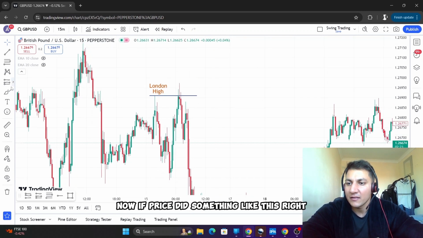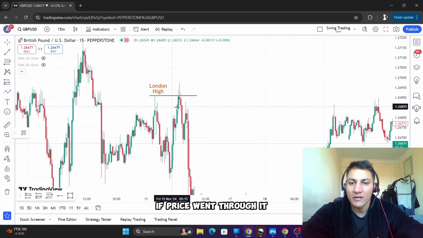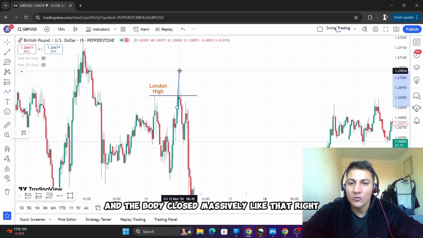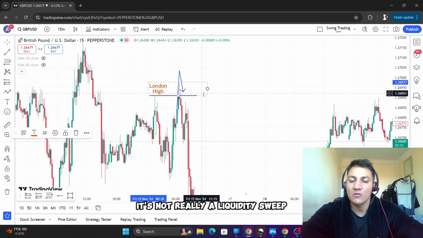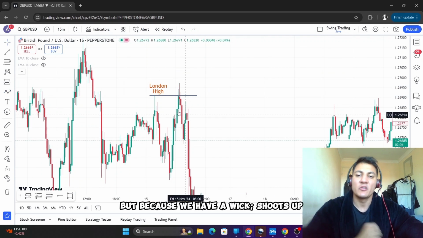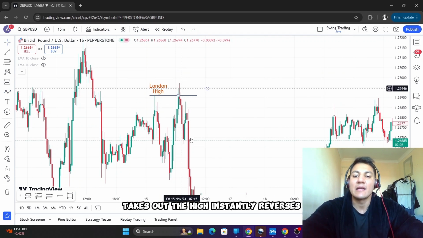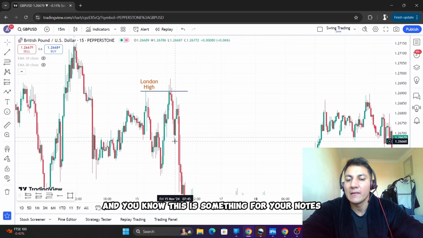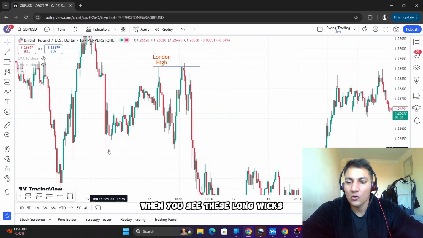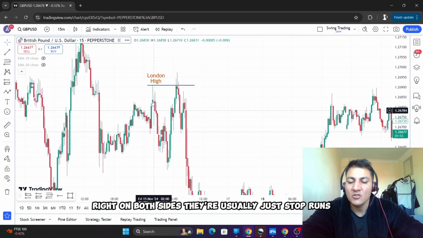Now, if price did something like this, went through it and the body closed massively like that, and then started to come down, that's not really a liquidity sweep, because it's very strong. But because we have a wick that shoots up, takes out the high, and instantly reverses, that tells us it's essentially just a fake move. And this is something for your notes: when you see these long wicks on both sides, they're usually just stop runs.